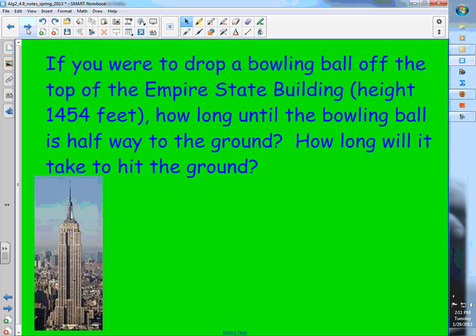1,454 feet. How long till the bowling ball is halfway to the ground? Remember, your function is h of t equals negative 16t squared plus h sub 0. The only thing we're adding to the equation is the 1454. That's where your object is starting from.